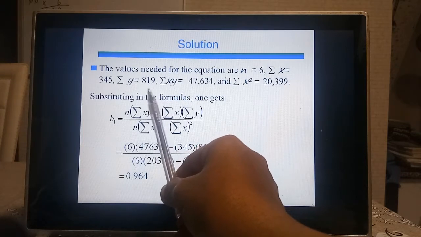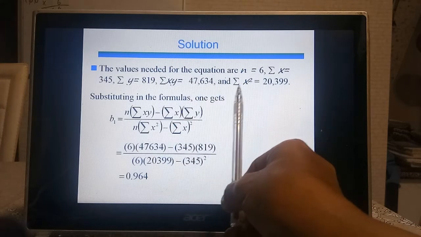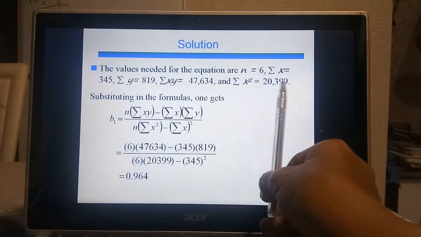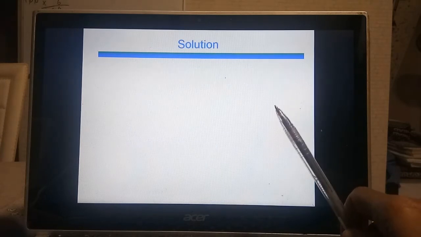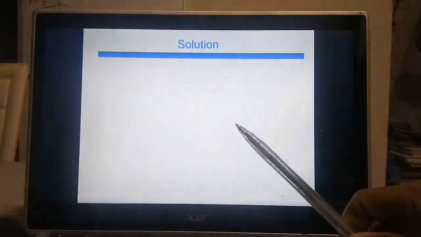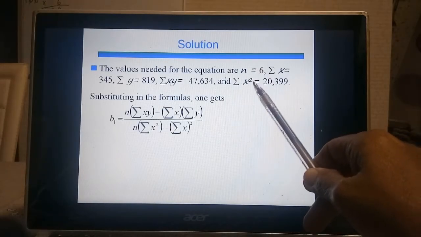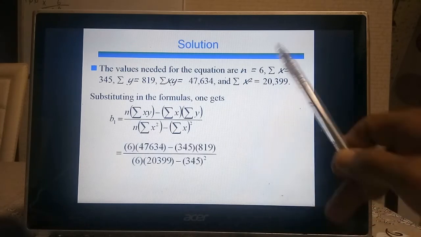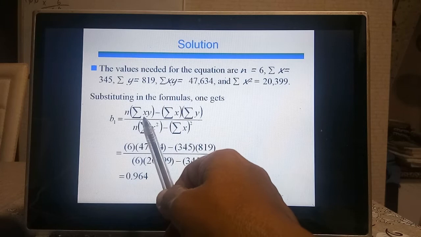Cuba kirakan semula. Okay, summation of XY 47,634. Summation X square is this one yang kita dapatkan from the earlier table. Okay, daripada table yang ni, kita dapat table ni, kita gunakan nilai-nilai itu untuk dapatkan yang ni. Alright. So dah dapat nilai-nilai semua ni, gantikan dalam formula ni.